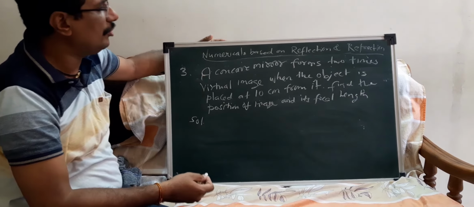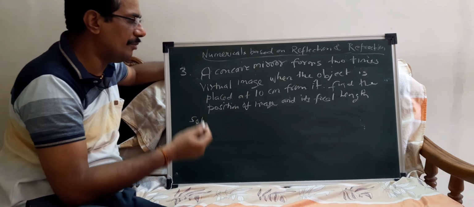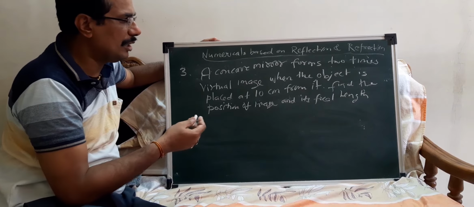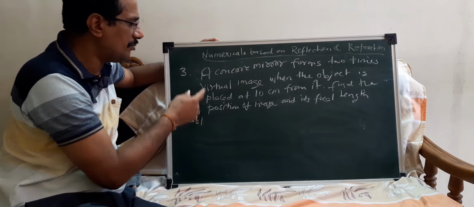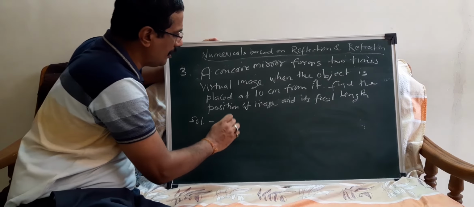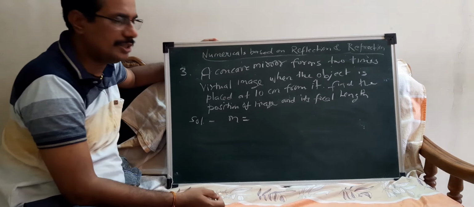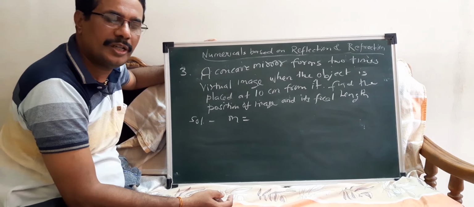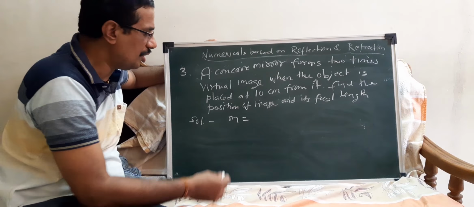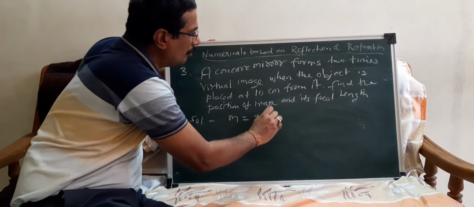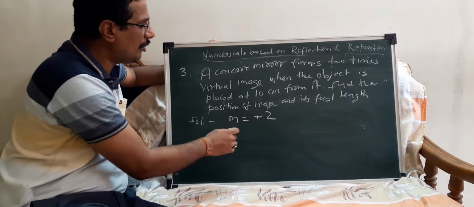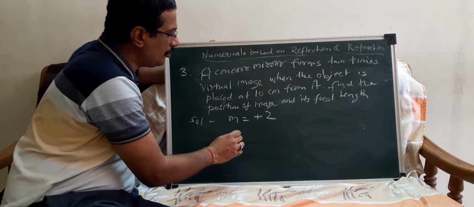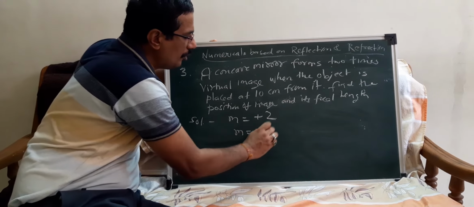Now again see the question here. The mirror is concave, it forms 2 times virtual image, magnified virtual. In a concave mirror, a virtual image is formed on the right side, and the magnification is taken to be positive. So here plus 2 times magnified image, and we know the formula of magnification for mirror is m equal to minus v upon u.